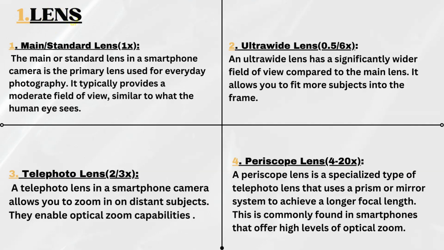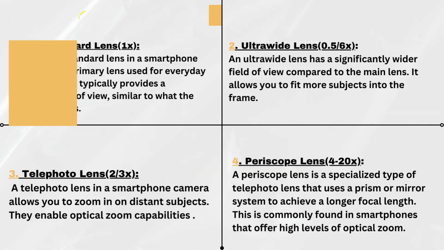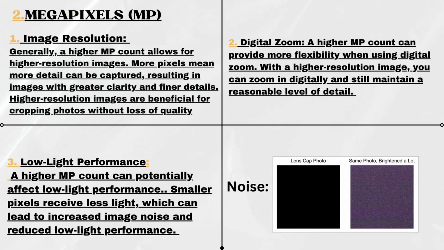The megapixel, MP, count of a smartphone camera refers to the number of individual pixels that the camera sensor can capture. While the MP count is not the sole determinant of camera quality, it can have some impact on the overall image quality and capabilities of the camera. Here's how the MP count affects smartphone cameras.